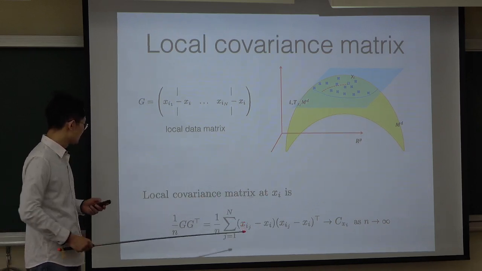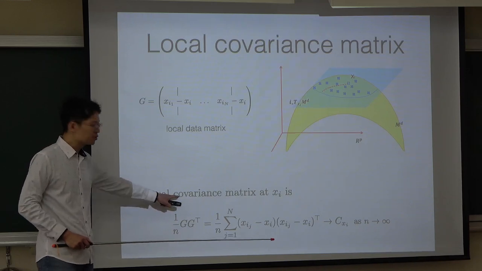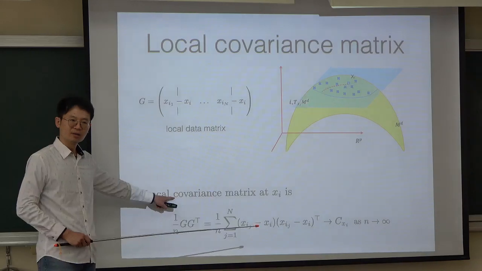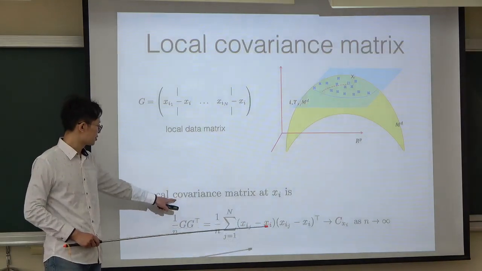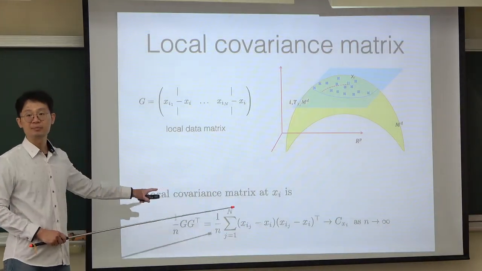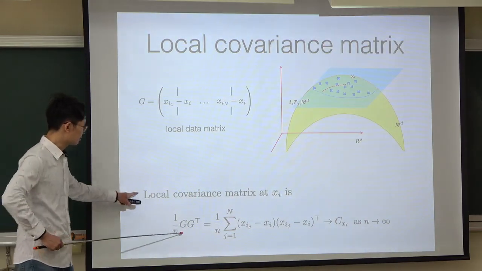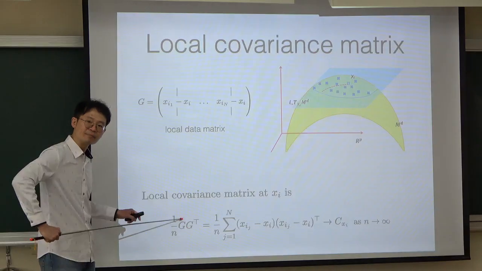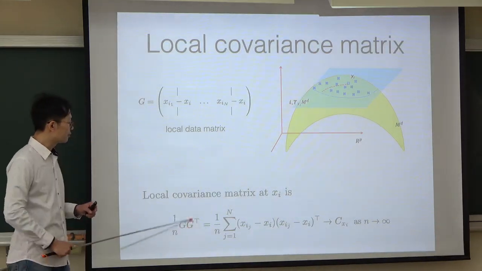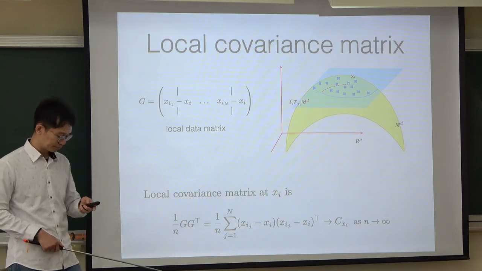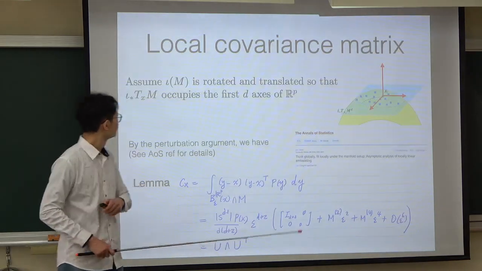If you pay attention to this formula, you may see it looks very much like principal component analysis, like the covariance matrix we used in PCA, right? So sometimes the eigenvalue decomposition of this and the embedding of local points, people call it local PCA. Okay, so that is the terminology.